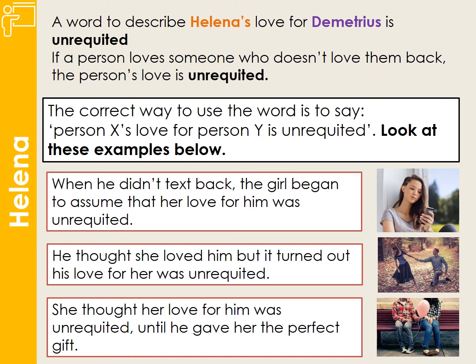In regard to that picture, it's a little harsh because it kind of looks like he was asking her to marry him, so it's a bit weird. And in that third one there, she thought her love for him was unrequited until he gave her the perfect gift, which again to me seems a little bit dodgy, because that suggests she's only in it for the material things rather than actual love, in which case it's not real love. But who am I to say what love really is? The idea here, though, is unrequited is when a person loves somebody else, but that person does not love them back.